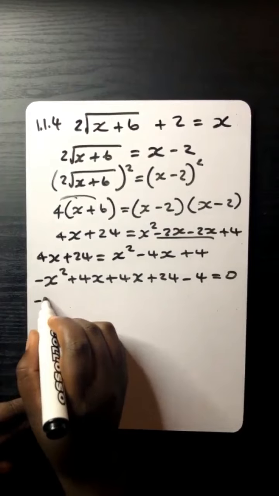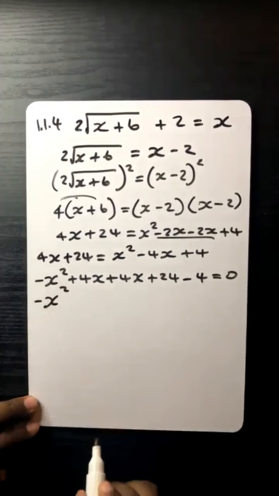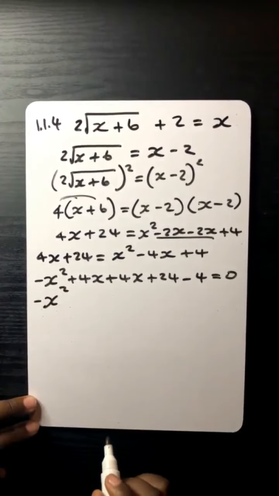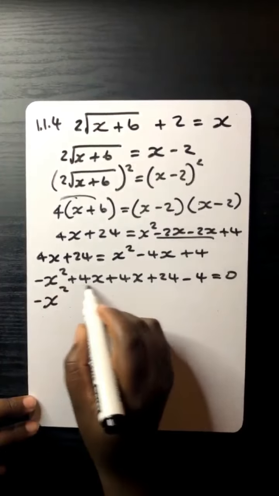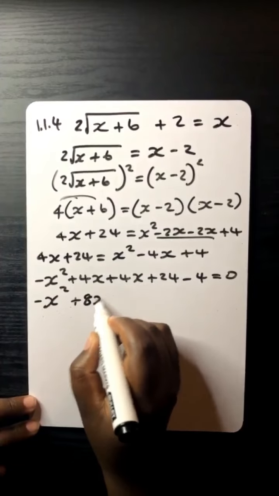So let's work out the like terms. Obviously, you've got negative x squared. You don't have any other value which is in squared. Then both of these is positive 8x.